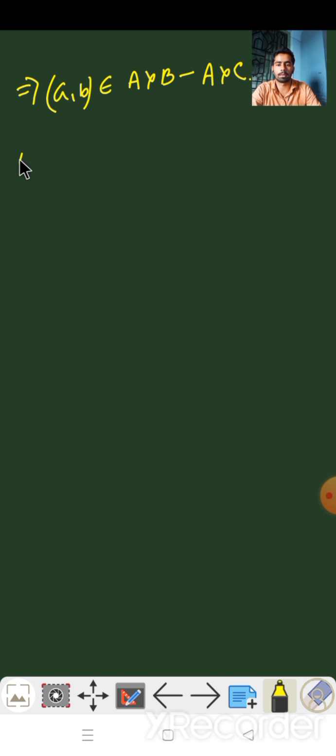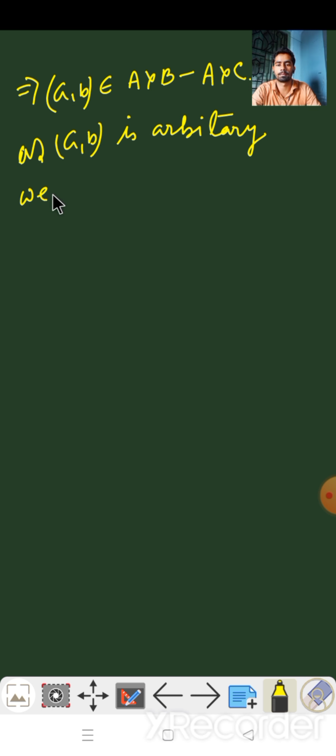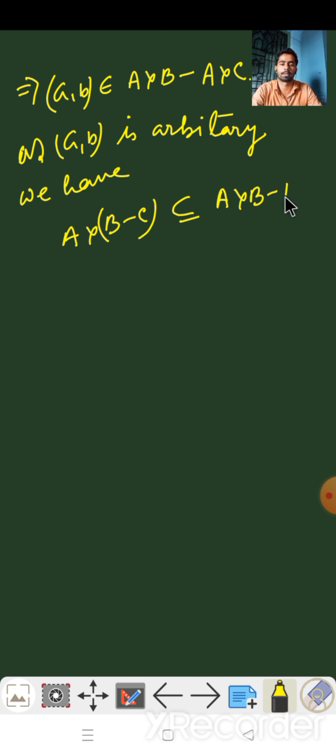So as the ordered pair (a, b) is arbitrary, we have A cross (B difference C) is a subset of (A cross B) difference (A cross C). This is the first part.